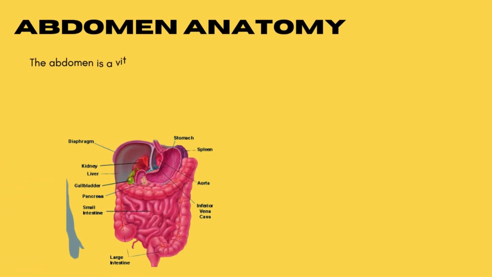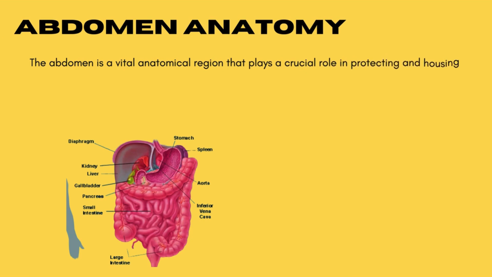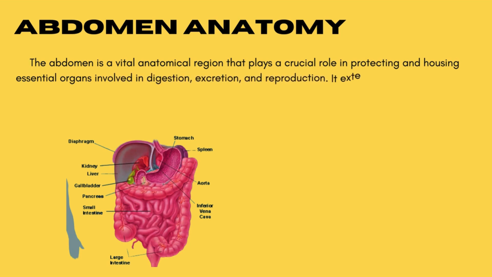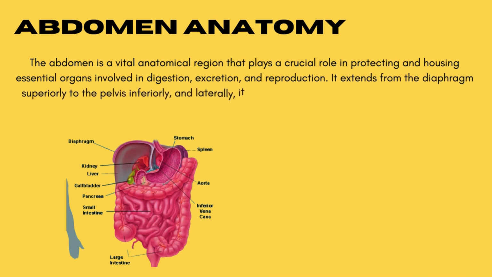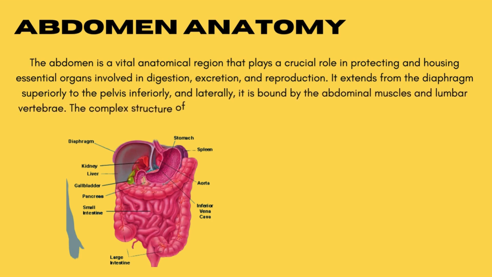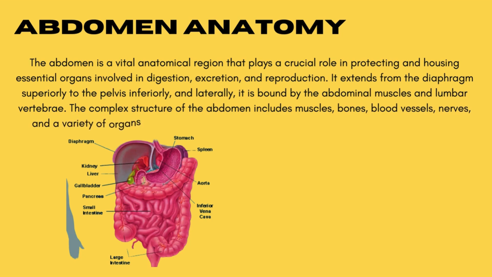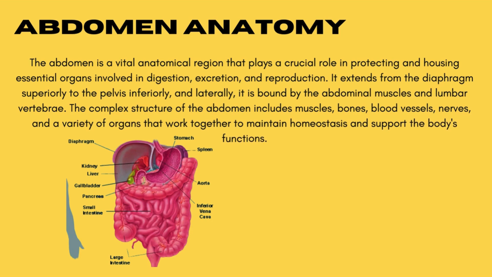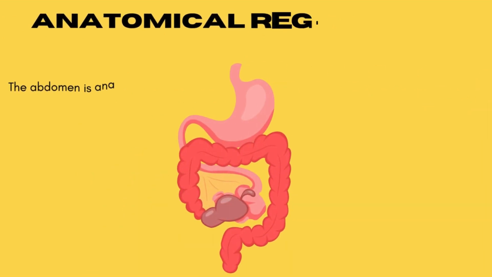Abdomen anatomy. The abdomen is a vital anatomical region that plays a crucial role in protecting and housing essential organs involved in digestion, excretion, and reproduction. It extends from the diaphragm superiorly to the pelvis inferiorly, and laterally, it is bound by the abdominal muscles and lumbar vertebrae. The complex structure of the abdomen includes muscles, bones, blood vessels, nerves, and a variety of organs that work together to maintain homeostasis and support the body's functions. Anatomical regions and layers.